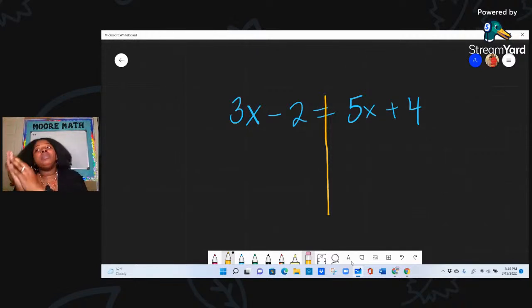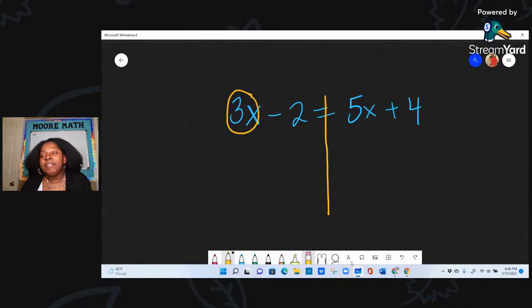We're going to put all of the constants, all of just the numbers, on the left side, or on one side. It doesn't matter what side you choose. Now, why am I choosing to move 3x instead of 5x? Because it's just going to come out positive. But you can absolutely move 5x over if you want.